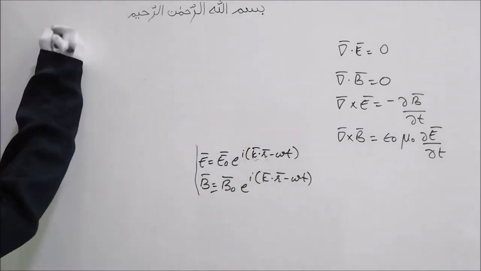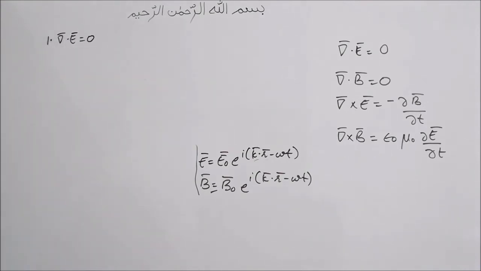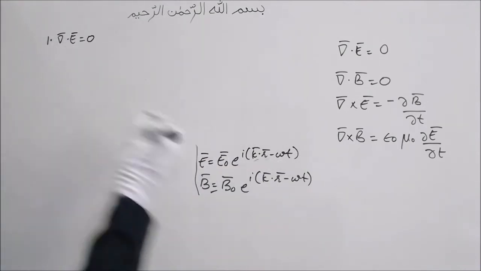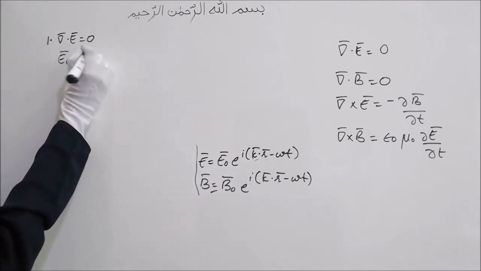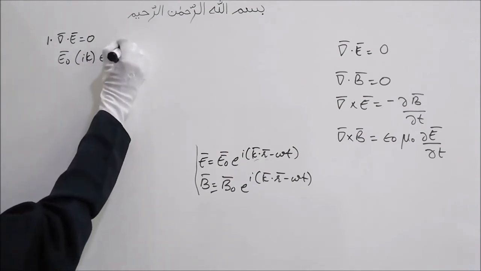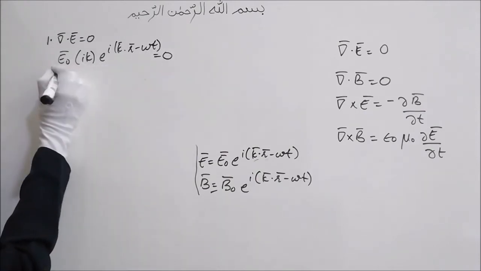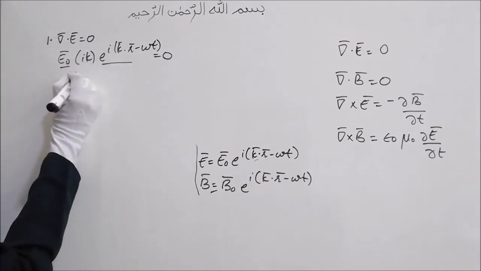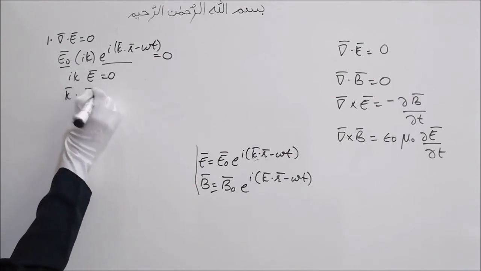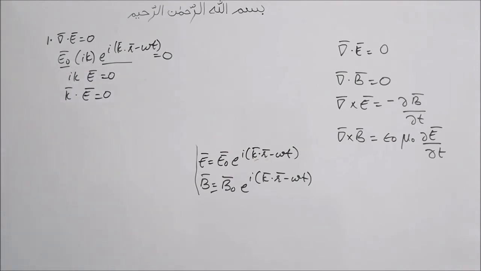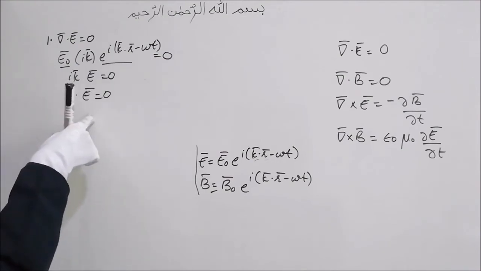So let's consider the first equation in terms of k. Del bar dot E bar is equal to 0. E bar is E naught e raised to I k dot r minus omega t. So that del dot E will be equal to E naught bar I k e raised to I k bar dot r bar minus omega t. This is equal to 0. So this is nothing but E bar, I k E bar is equal to 0. That is k bar dot E bar is equal to 0. This means k is perpendicular to E.